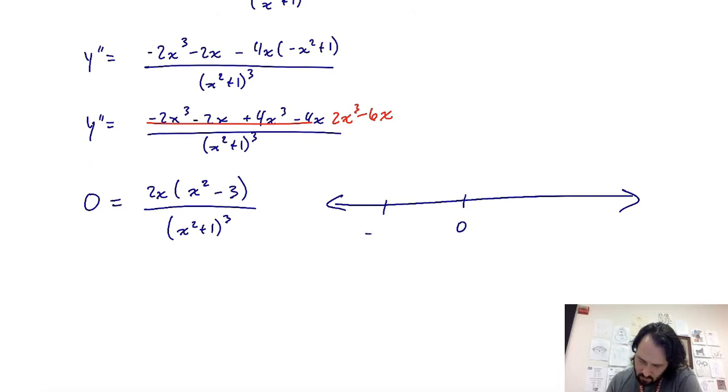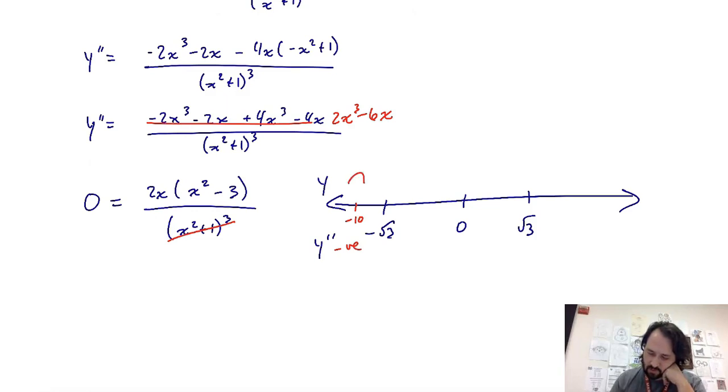So I have 0, negative root 3, positive root 3, and root 3 is 1.732. And I'm going to be relating y double prime to y. So if I put in a negative number, the denominator is always going to be positive because of that x squared. And then if I put in the numerator, negative 10 or something, I will have a negative times a positive. So this is a negative interval, which means I'm concave down.